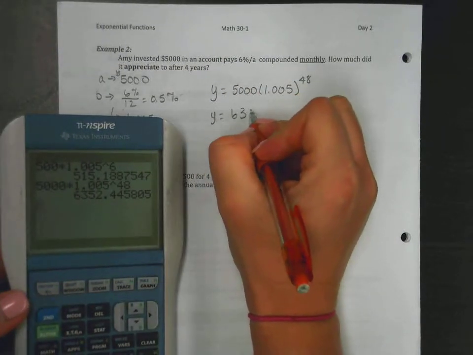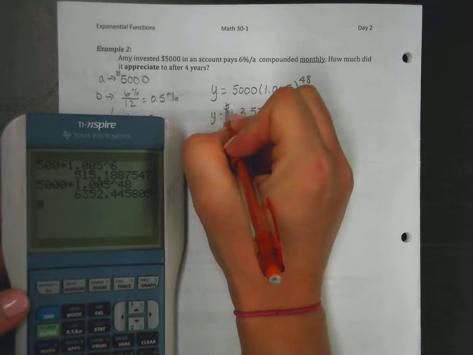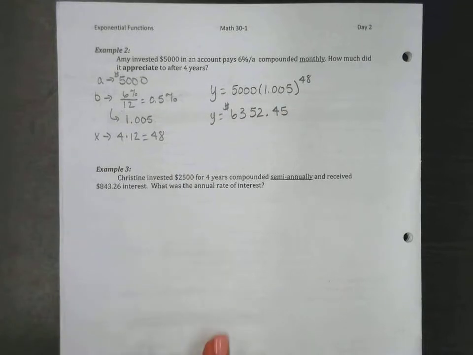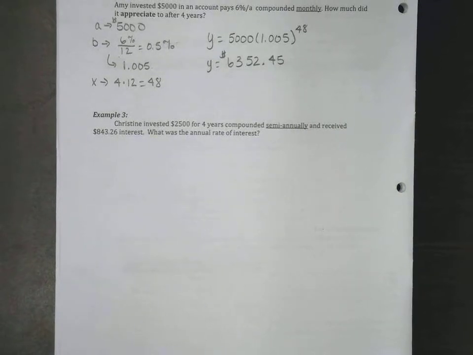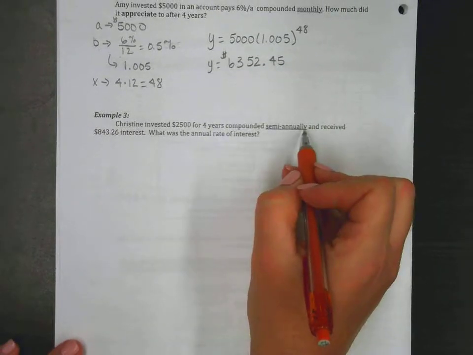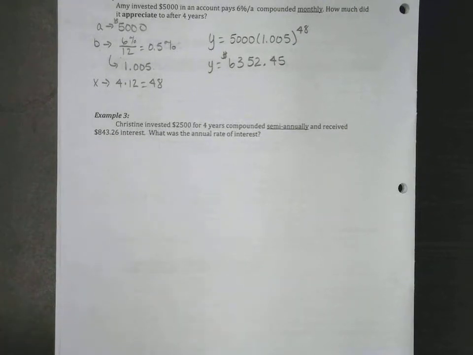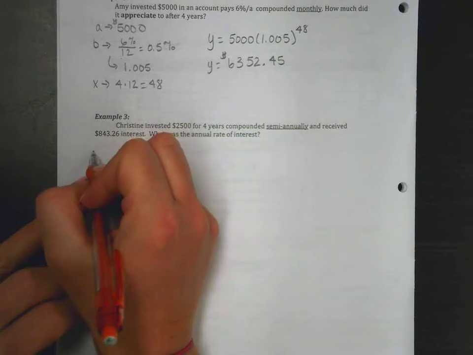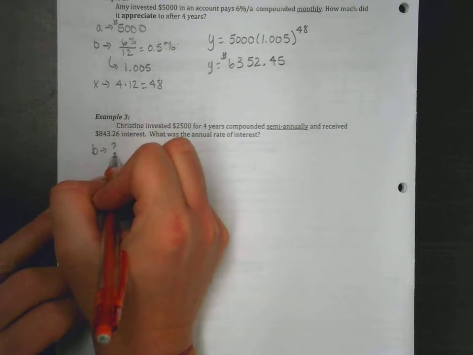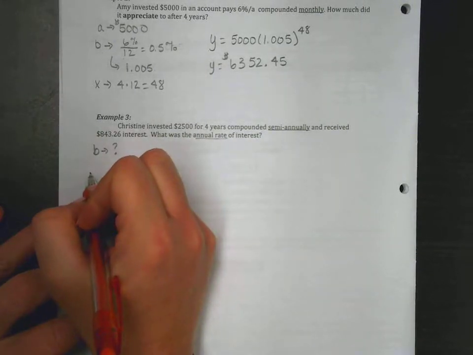Okay. All right, and then the last example: Christine invested $2,500 for 4 years compounded semi-annually and received $843.26 in interest. What was the annual rate of interest? All right, so basically what we're trying to find here is our B value. This is what we're looking for, and it's an annual rate. Our X value is going to be 4 years, compounded semi-annually, so we're going to go 4 times 2, which is 8.